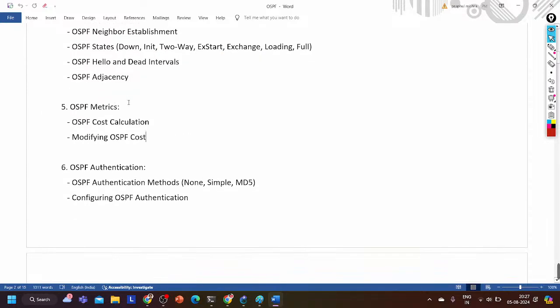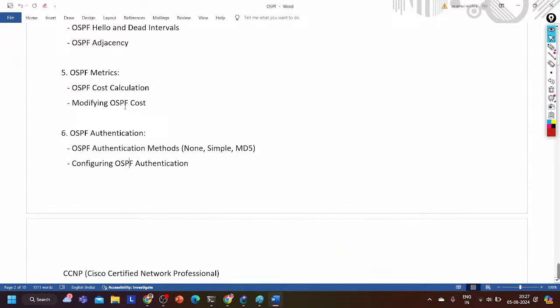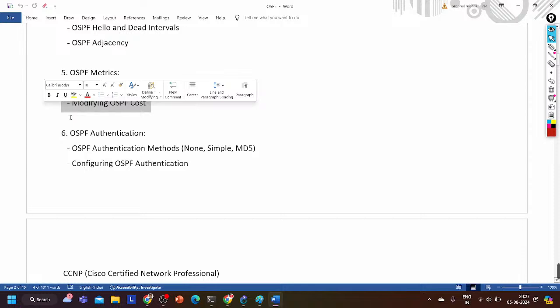Then metric calculation, how to calculate metric. Like in EIGRP, the formula is 10 raised to power 7 upon least bandwidth plus total delay upon 10, whole multiplied by 256. In the same way, how you are going to calculate metric in case of OSPF, and how to modify the metric calculation.